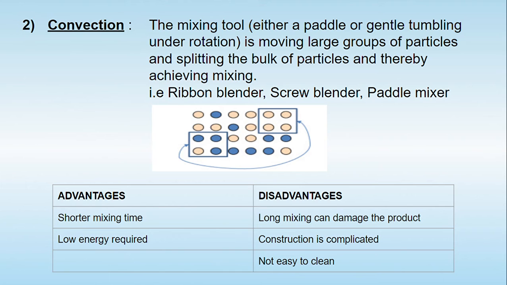Okay, let's try to understand the advantages and the disadvantages of convection. In the case of convection, it requires a shorter mixing time as well as low energy, so we can get more uniform distribution of the particles compared to the diffusion mechanism. While if you look at the disadvantages, it again requires a longer time, so the mixing process will be lengthy. The equipment of the mixer is complicated because we have rotating components like paddle, tumbler, etc. And these mixers are not easy to clean.